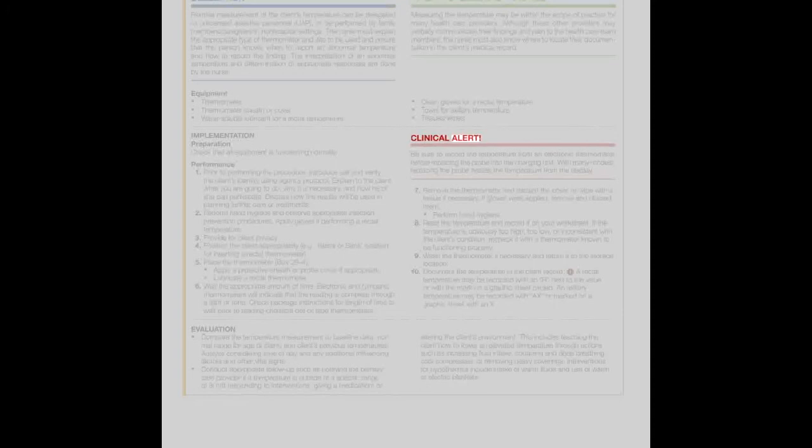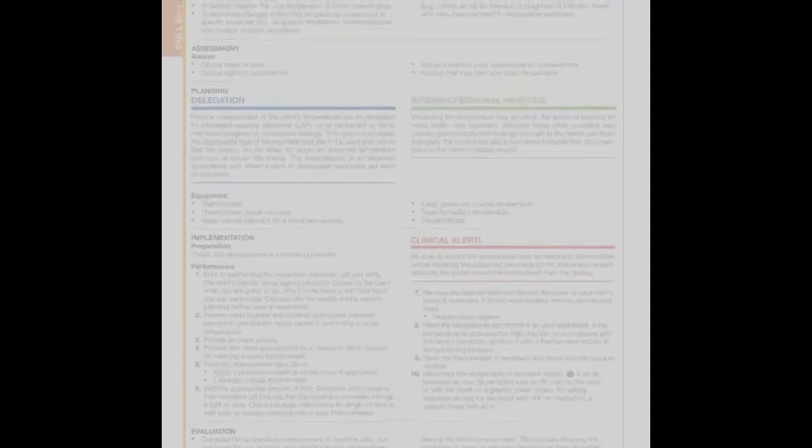Clinical alert: be sure to record the temperature from an electronic thermometer before replacing the probe into the charging unit. With many models, replacing the probe erases the temperature from the display. To monitor clients at risk for imbalanced body temperature, for example, clients at risk for infection or diagnosis of infection, those who have been exposed to temperature extremes.